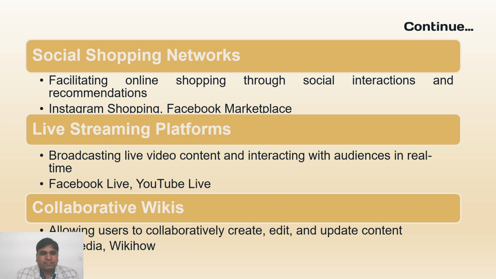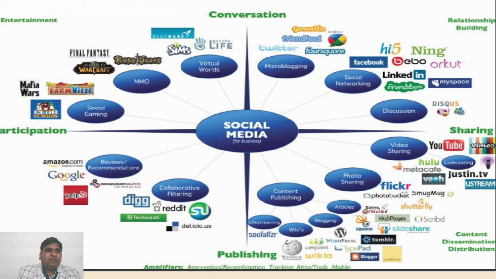And collaborative wikis, allowing users to collaboratively create, edit, and update content. That is Wikipedia, WikiHow. Here you can create, edit, or update any content. So these are the types of social media. Now you may say social media is used for entertainment, conversations, relationship building, content dissemination, distribution, publishing, participation, rating or tagging. These are the types of social media.